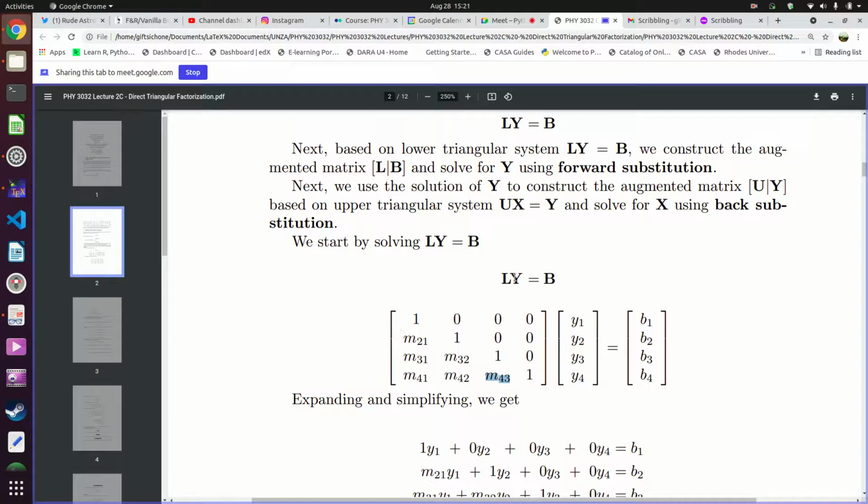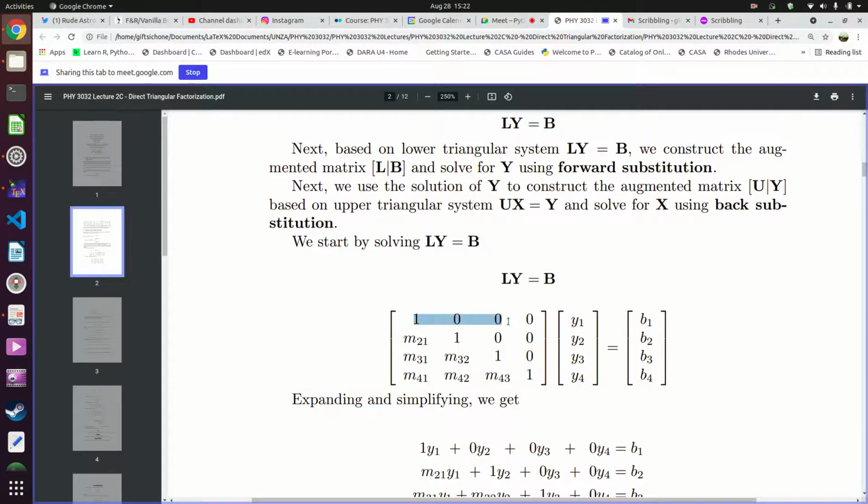Then you multiply it by this column matrix with y1, y2, y3, and y4. This is going to be equal to b, which is your b1, b2, b3, and b4. So in this particular step, when you are splitting your A into L and U, you don't forget about the b. You only use the b at this particular step so that you can find your y.